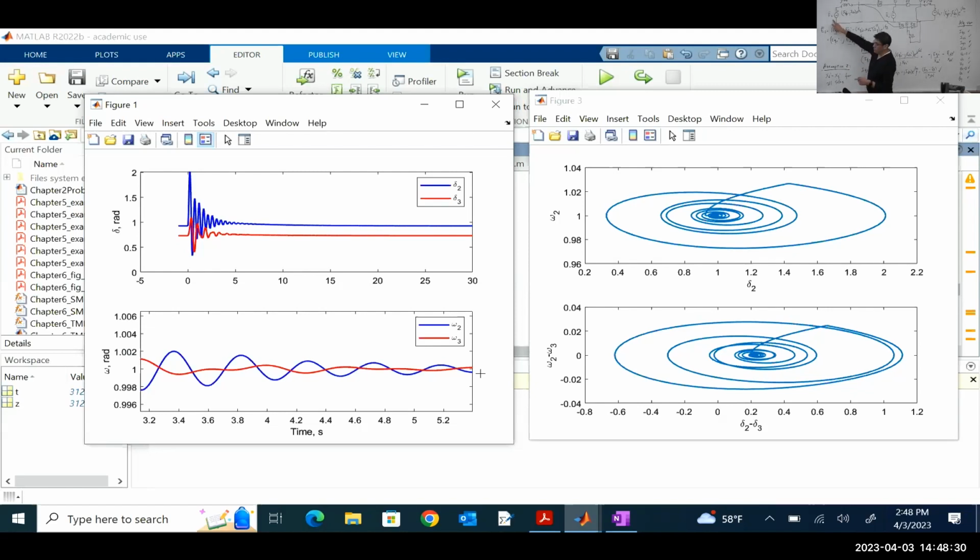When the inertia of machine 2 is 6 and machine 3 is 3 seconds, and when the values are the other way around, 3 and 6, and then 6 and 3. And we will see, will that have an impact on the critical clearing time? Yes, it will.